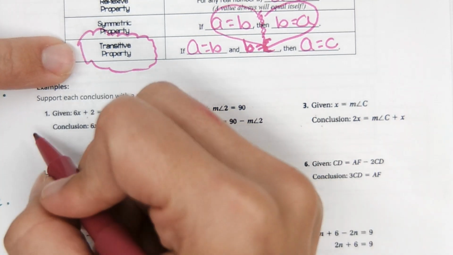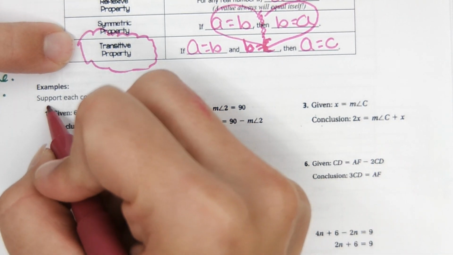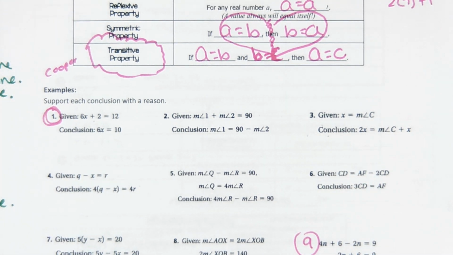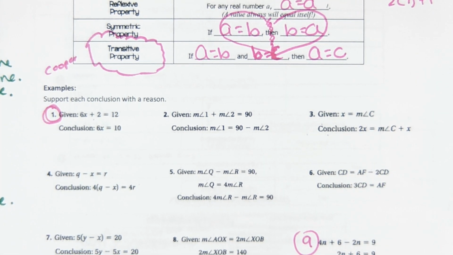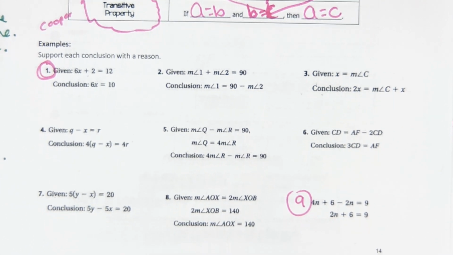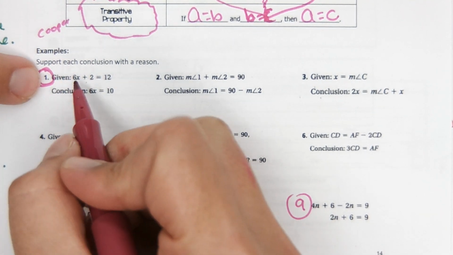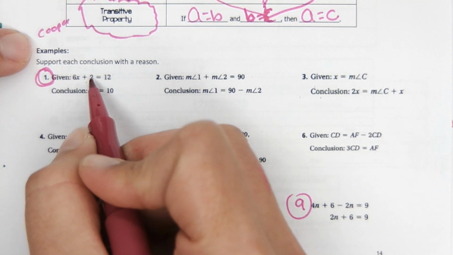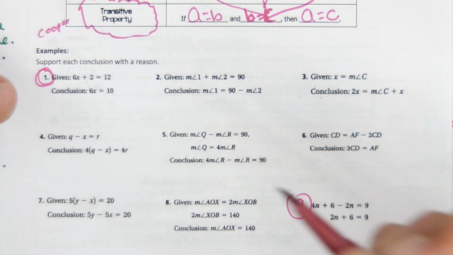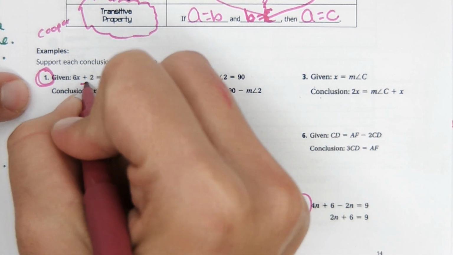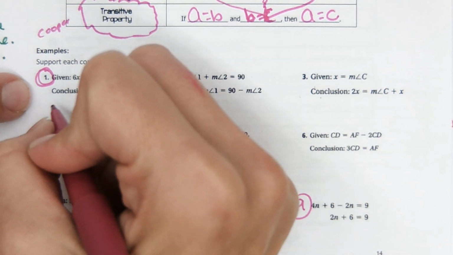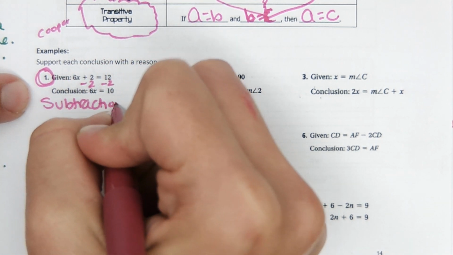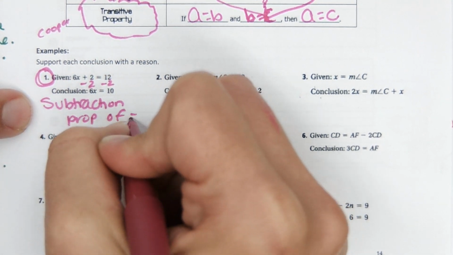Okay, then down here, we're not going to do all of these examples because they're kind of structured, kind of weird, but we're going to do number 1 and number 9 down here. So number 1, it says given 6x plus 2 equals 12, and the conclusion is that 6x equals 10. So we're looking at how they got from this step to this step in terms of solving equations, and they subtracted 2 from both sides. So therefore, to get from this step to this step, they use the subtraction property of equality, if you want to be technical.